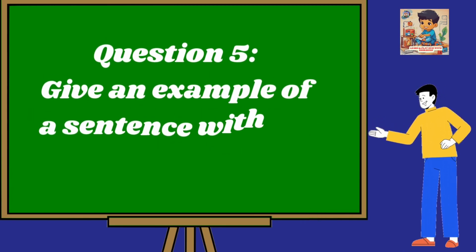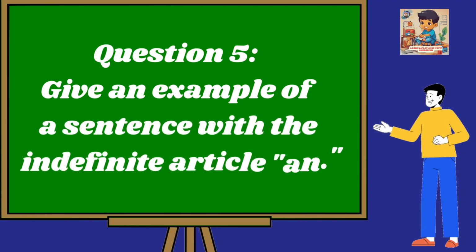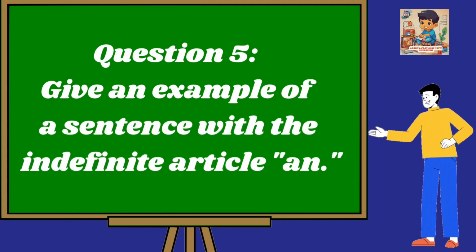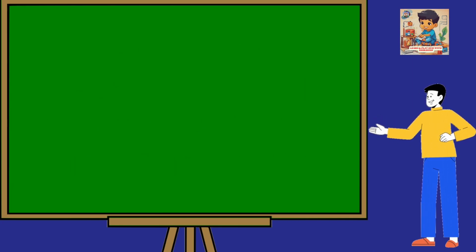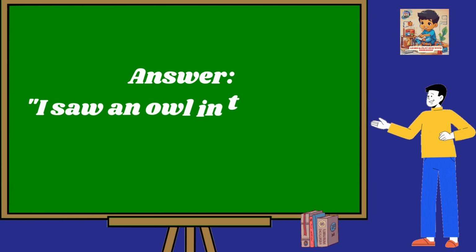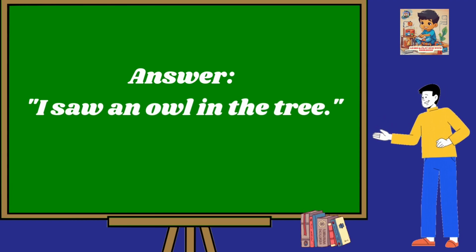Question 5. Give an example of a sentence with the indefinite article an. Answer. I saw an owl in the tree.